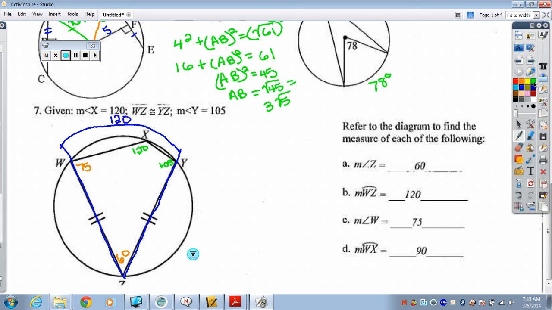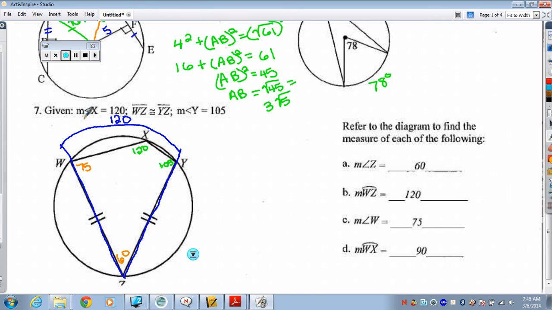All right. The question asks for filling in all this information. So we have Z, which is 60. We have WZ. All right, we'll talk about that one. Angle W is 75. Now, we know this arc is 120 degrees. We know this chord is congruent to this chord. Since these two chords are congruent, their intercepted arcs are also congruent. So those two arcs are congruent.